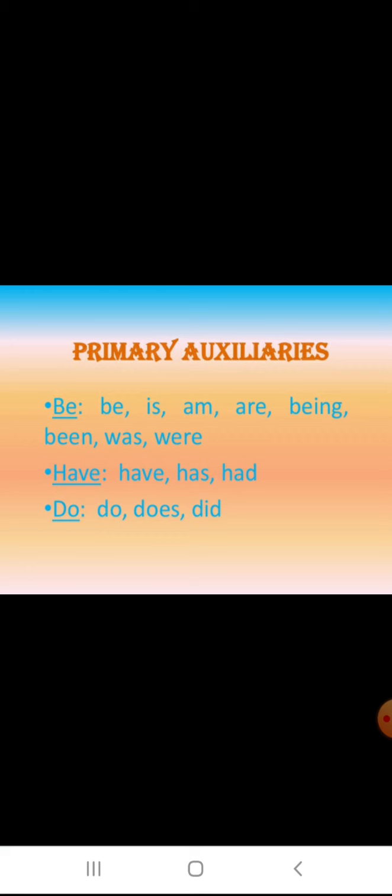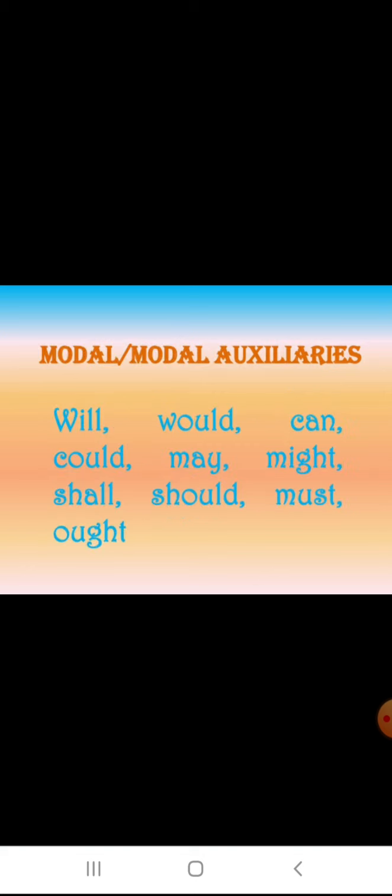Now let us read one by one. First we are seeing primary auxiliaries: be, is, am, are, being, been, was, were, have, has, had, do, does, did. These are primary auxiliaries. Now modal auxiliaries: will, would, can, could, may, might, shall, should, must, ought. These are modal auxiliaries. Now semi-modal auxiliaries are need, used and dare.